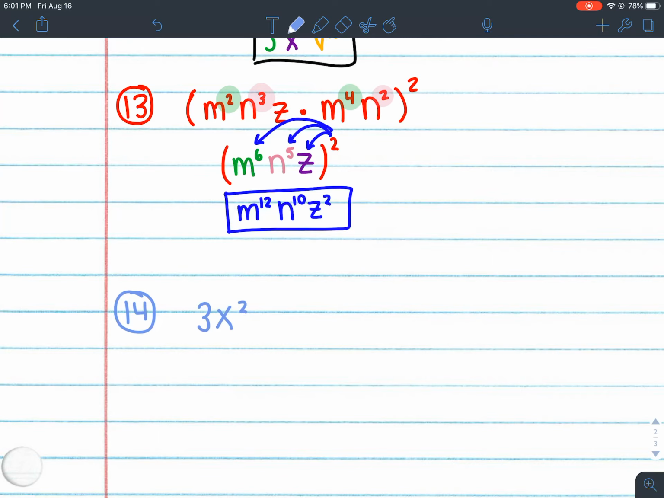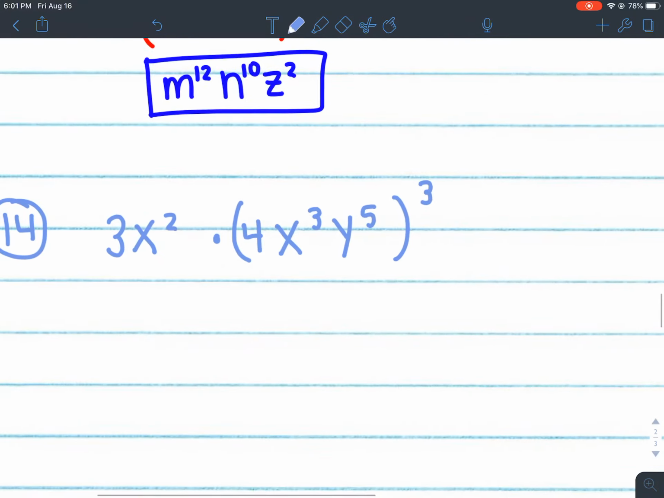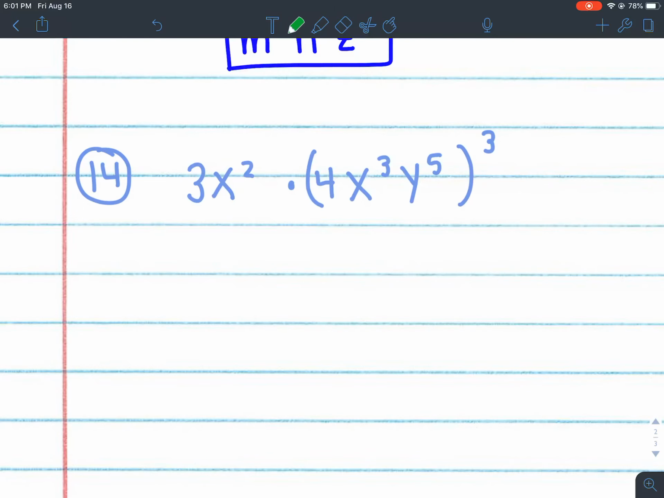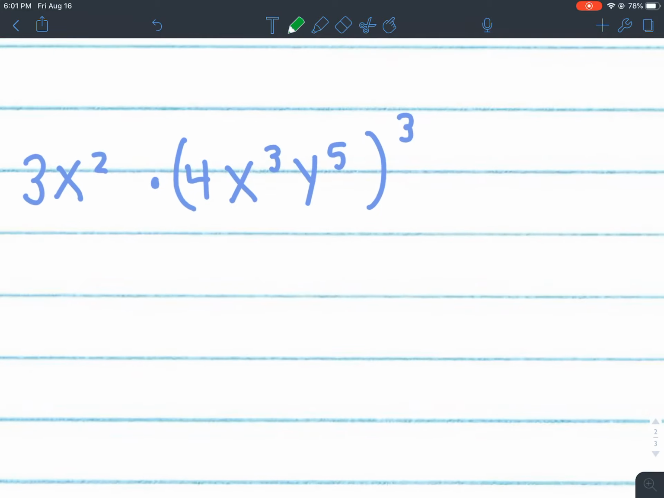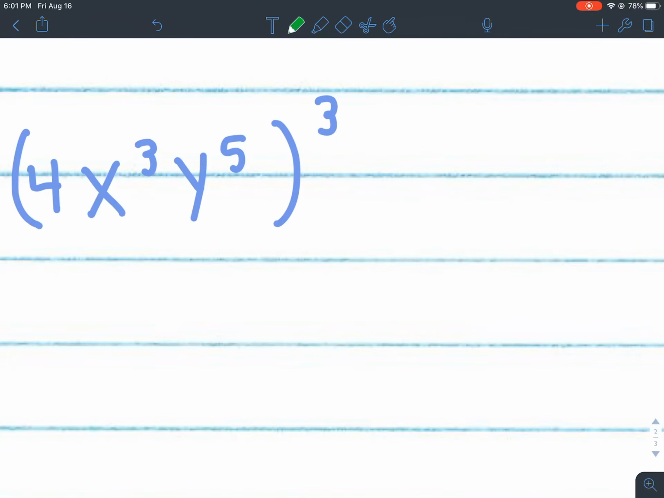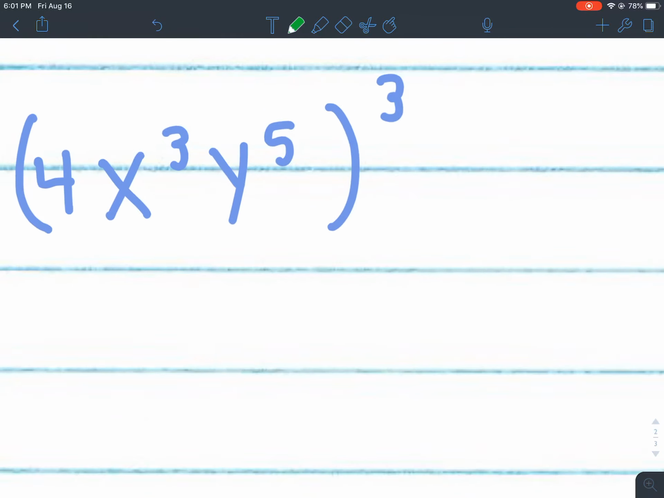3x squared times 4, in parentheses, x cubed y to the 5th, to the power of 3. Okay, a little bit different on this one, huh? All right, so this one does require us to use the product and power rule. Okay, I'm going to look at just the parentheses part, so see if I can simplify anything in here.